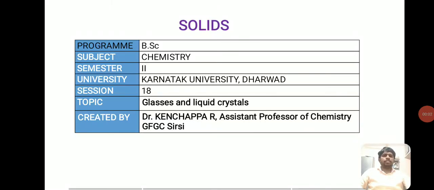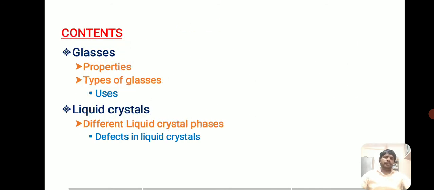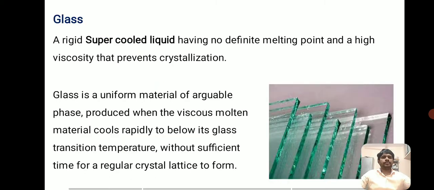Good morning, dear students. In this session, we are going to discuss glasses and liquid crystals. The contents of this session include glasses, their properties, types of glasses, uses of glasses, liquid crystals, different liquid crystal phases, and defects in liquid crystals.